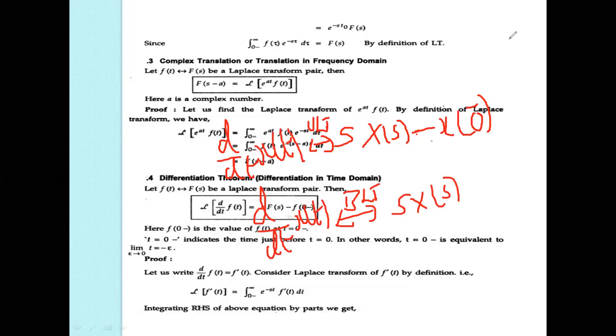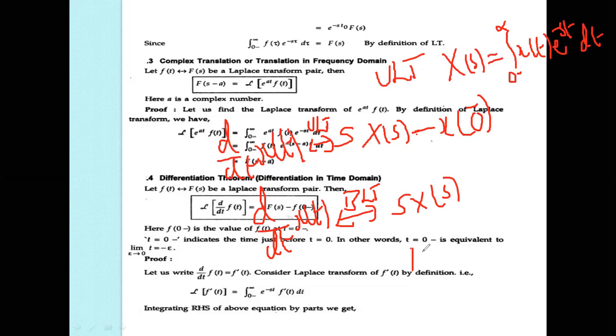Since for unilateral, the limits are from 0 minus to infinity of x of t e power minus st dt. That is the definition of a unilateral Laplace transformation. For bilateral Laplace transformation, the limits vary from minus infinity to infinity, so minus infinity to 0 and 0 to infinity. It is the bilateral or two-sided Laplace transformation, while the other is a single-sided Laplace transformation, x of t e power minus st dt.